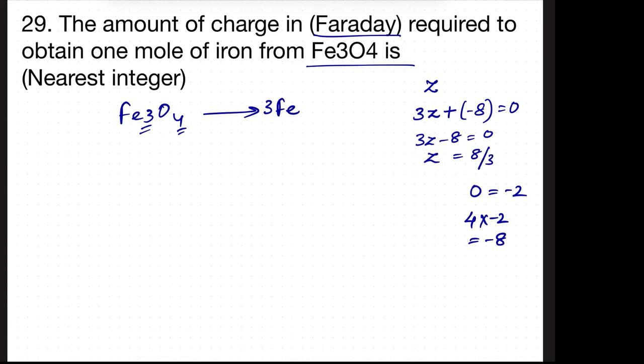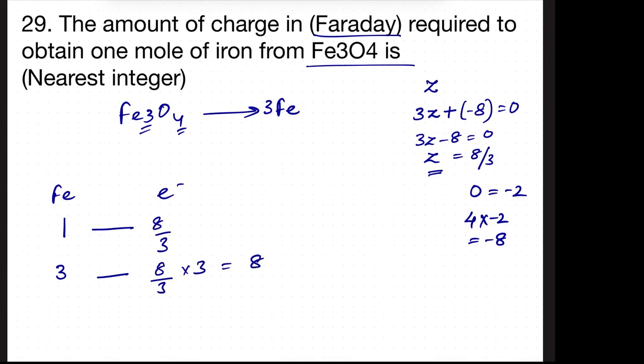So each atom of iron in Fe3O4 will accept 8 by 3 electrons. It can also be said that 1 mole of Fe3O4 contains 3 moles of iron. So 1 mole of iron atom accepts 8 by 3 moles of electrons. Therefore, 3 moles of iron, 1 mole of Fe3O4 contains 3 moles of iron, so 3 moles of iron will accept 8 by 3 into 3, which is equal to 8 moles of electrons.